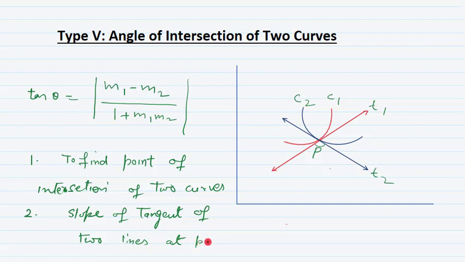At point P. And you know very well how to calculate the slope of a tangent when the equation of the curve is given to you. So by calculating dy by dx at point P, you get the slope of the tangent, which you can find very easily.